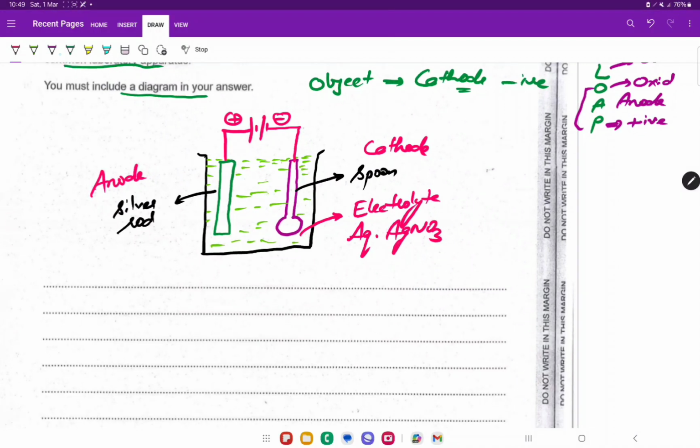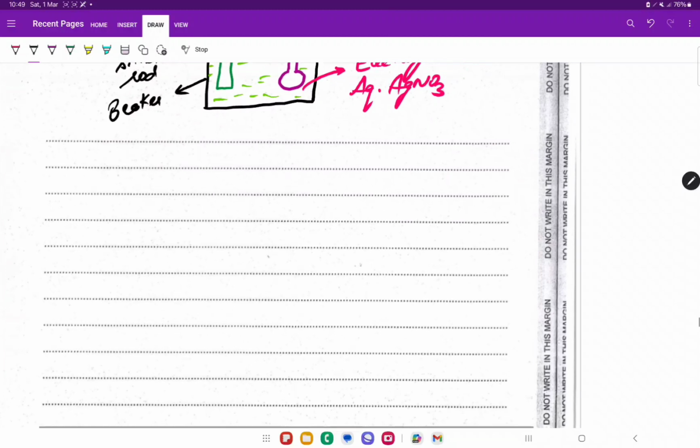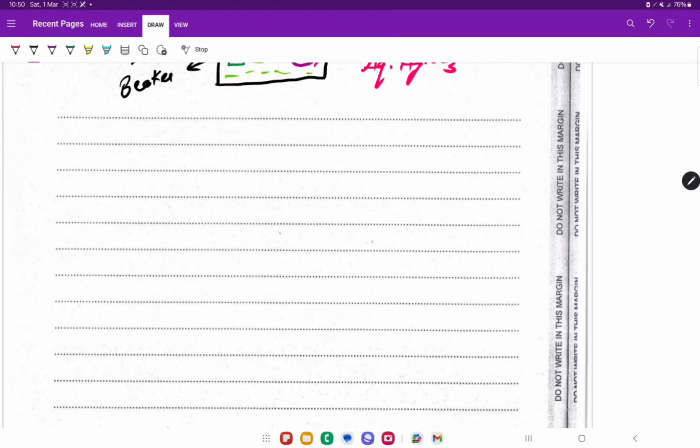Now we have marked everything. One thing more I want to mark is the beaker. This is my beaker or container, and this is my battery. A battery is also there. So this is your complete diagram. Now, for the process, you can write this in pointers.